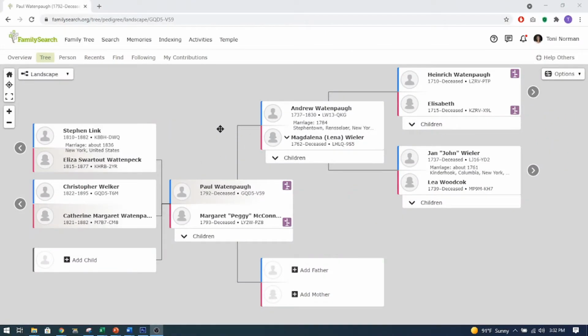The first thing I want to show you is an example of figuring out death dates using census. We may not get an exact date, but we should be able to get an approximate time frame. So I have Paul Wattenpaugh and his wife Margaret. I don't have a death record or death date for either one of them.